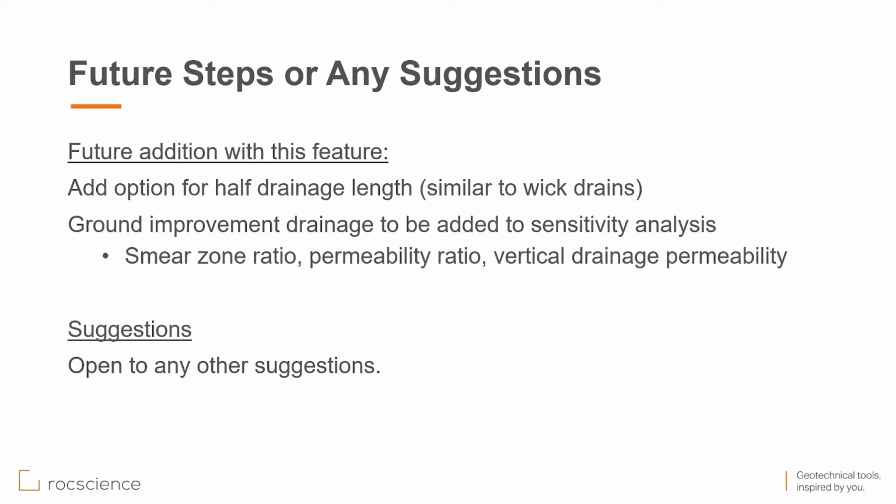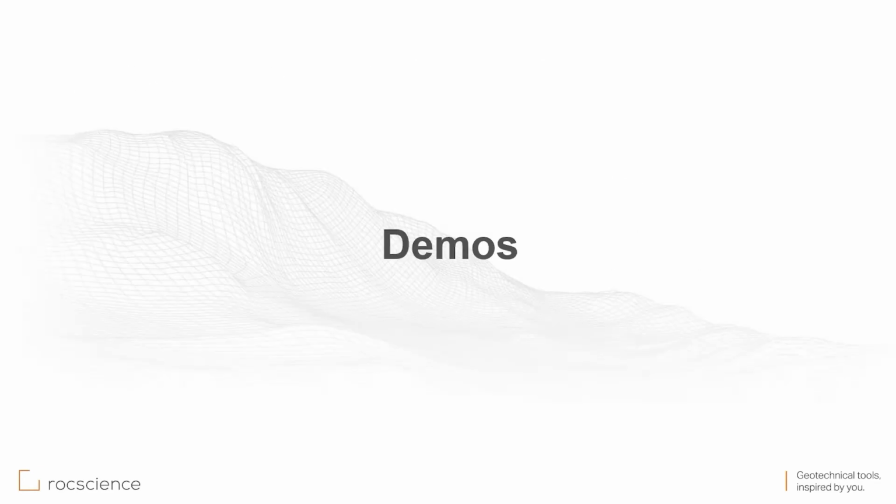And also, we want the ground improvement drainage to be applied to the sensitivity analysis. Currently, in Settle3, we allow users to define different ranges of parameters for elastic modulus, spacing, the top depth, the bottom depth, etc. But we do want to incorporate the 3 parameters we have defined for the drainage of the stone columns into the sensitivity analysis. And as I've mentioned before, if you have any suggestions, please feel free to send us feedback. And now I will move on to the demos.